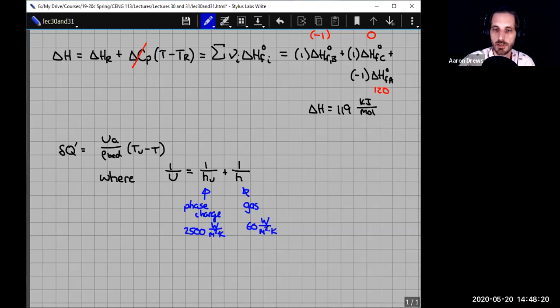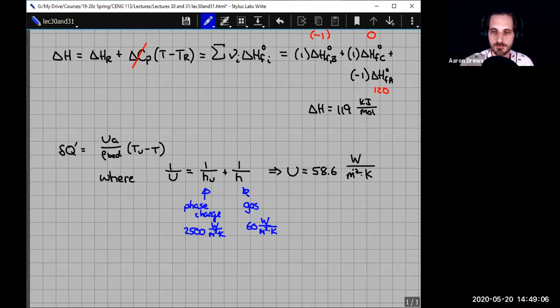This, by the way, highlights a very common problem, which is that the heat transfer coefficient for a gas is way, way less than for a liquid or a phase change. It's hard to heat gases up. The molecules are far apart. And so the overall heat transfer coefficient is basically dominated by the H that's the smallest, which in this case is the gas phase. So it's not at all uncommon, if it's a gas being heated or cooled by something else, to end up with an overall heat transfer coefficient really close to the individual heat transfer coefficient of the gas, which is 58.6 watts per meter squared Kelvin.